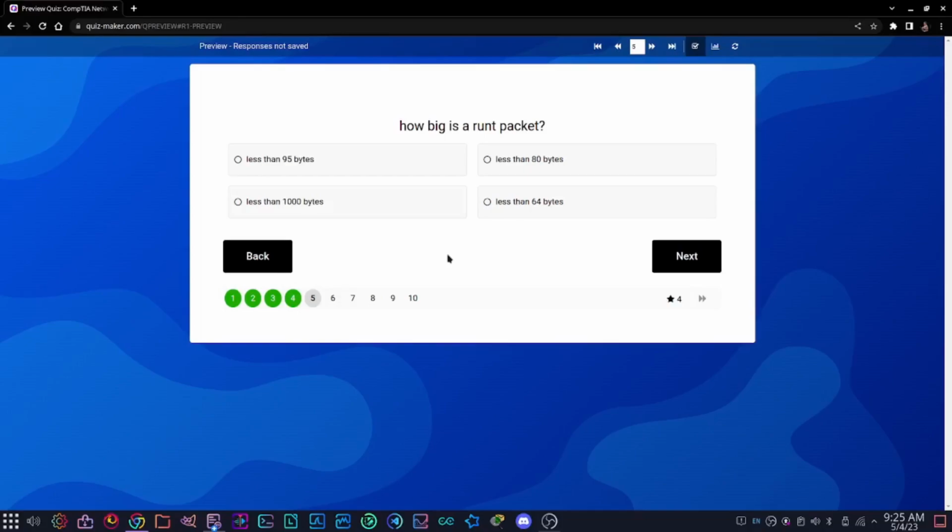So question 5, how big is a runt packet? So we just talked about giants, now we're going to talk about runts. So first option, we have less than 95 bytes, less than 80 bytes, less than 1000 bytes, or less than 64 bytes. So again, if we've been studying our MTU packets, we know that a runt is going to be 64 bytes or lower.